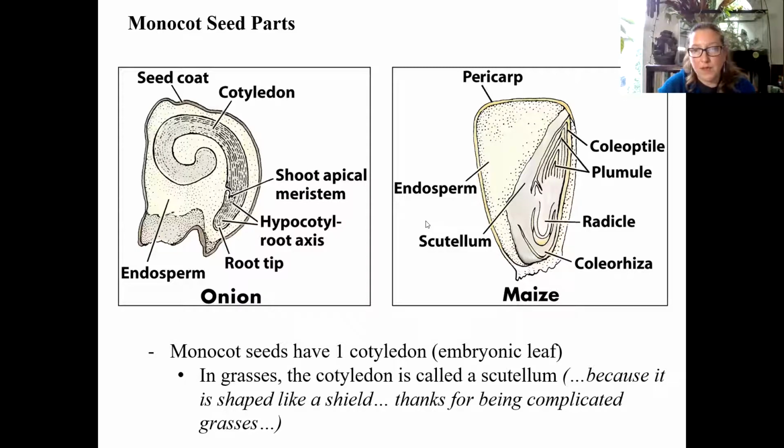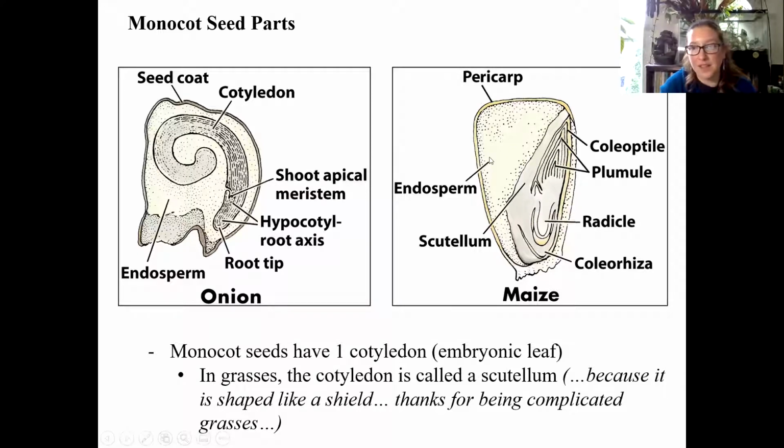Don't worry about the terms on this slide. The point is, grasses are weird. The point is 1 cotyledon. It's not labeled on this one, but this is corn. Basically, the point is 1 cotyledon. In the case here on this onion, it's this thing. It doesn't matter. The point is the number of cotyledons. Dicots have 2, monocots have 1. That's the point.